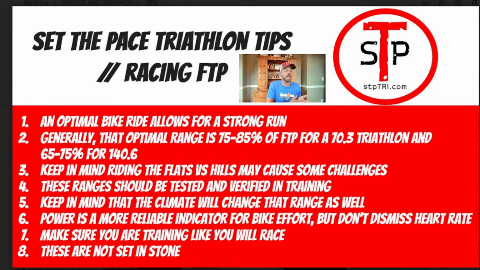Keep in mind that the climate will change the range as well. So if it's 90 degrees out there, you're at mile 70 of the bike ride, your body, your energy level, your hydration, everything is going to weigh down on that FTP percentage, and you're going to want to dial it back because you're not going to be optimal when you're coming off that bike for the run. So keep that in mind too. Terrain changes it, and the climate will change it.